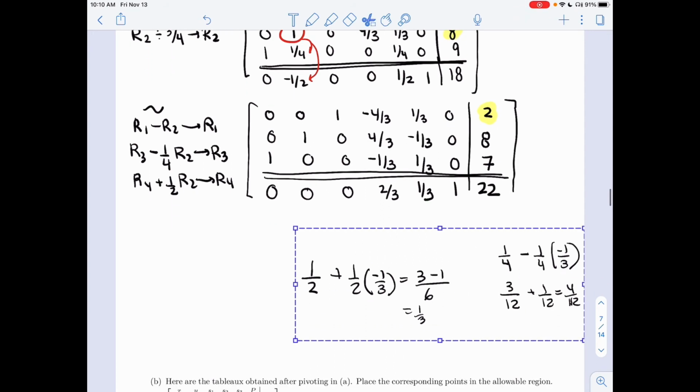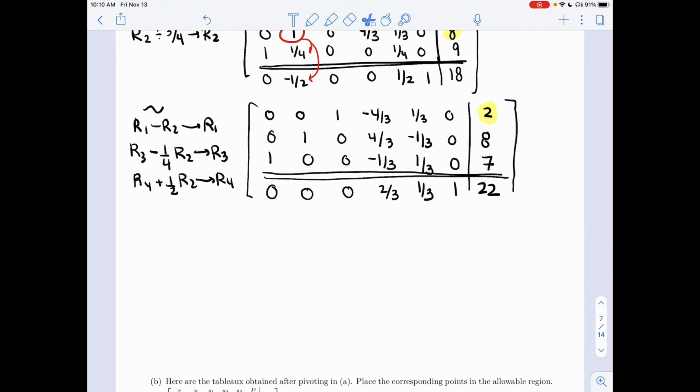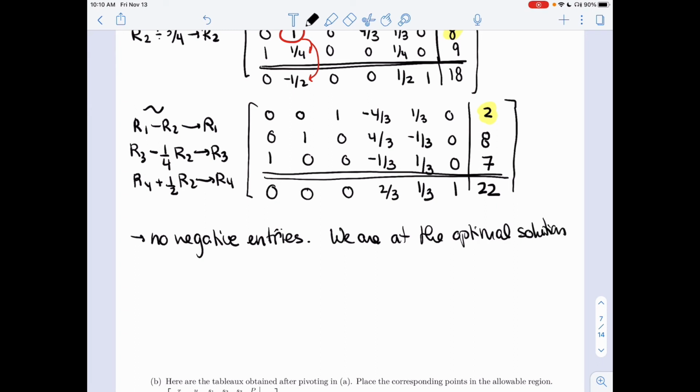All right, so let me erase these. At this point, we have no negative entries, so that makes us happy. So we're at the optimal solution. And at this point, we can read what that optimal solution is. These are our basic variables. I have x, y, s1, s2, s3, p.